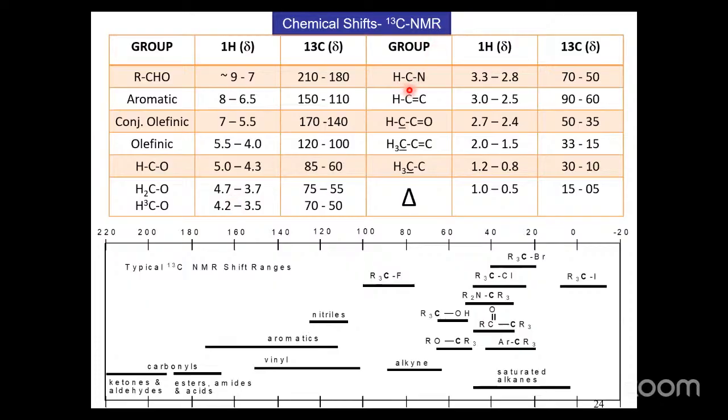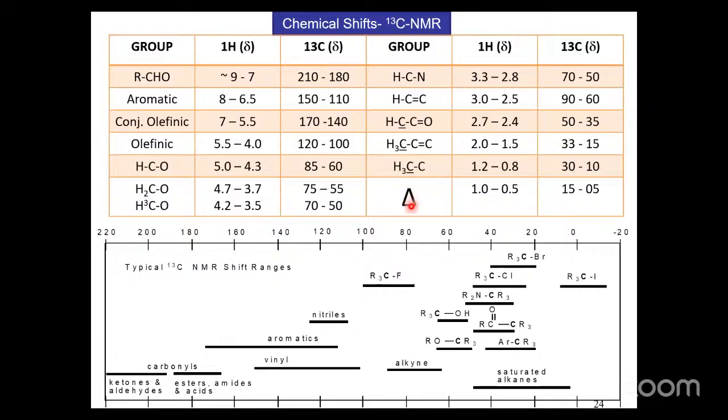Coming to the hydrogen which is attached to the carbon, then nitrogen, H1 will have the delta value 2.8 to 3.2, while that of the carbon is 50 to 70. Hydrogen attached to the olefinic carbon will have the value 2.5 to 3, while that of C13 will have 60 to 90. So you have to compare the electron withdrawing atom, whether it is oxygen or nitrogen, and try to guess the values.